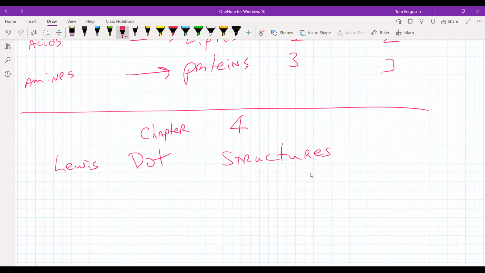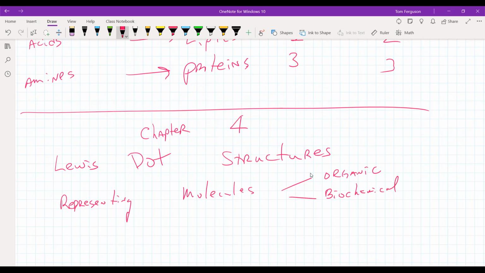We're going to be using these every single day, Lewis dot structures. Not really complicated ones, fairly straightforward ones, but we will be using them every day. The other thing we're going to be using a lot of are different ways of representing both organic molecules and biochemical molecules. That's really the focus of dry lab number 1. Is this guy here. Also you're going to be practicing Lewis dot structures in lab 1 as well.